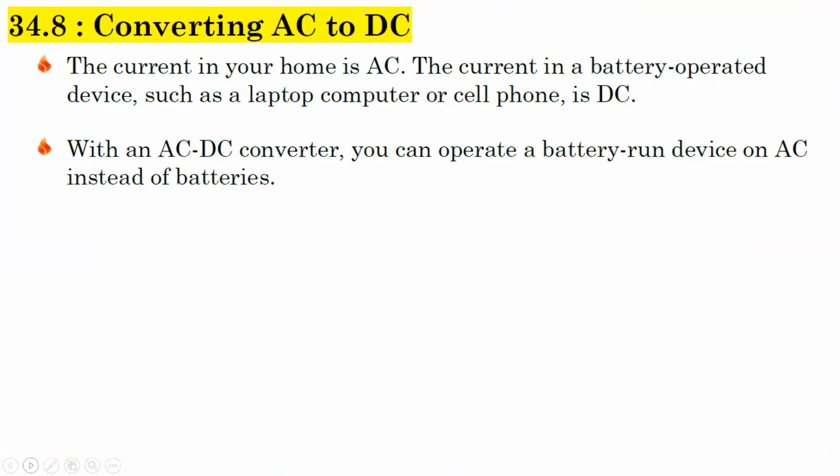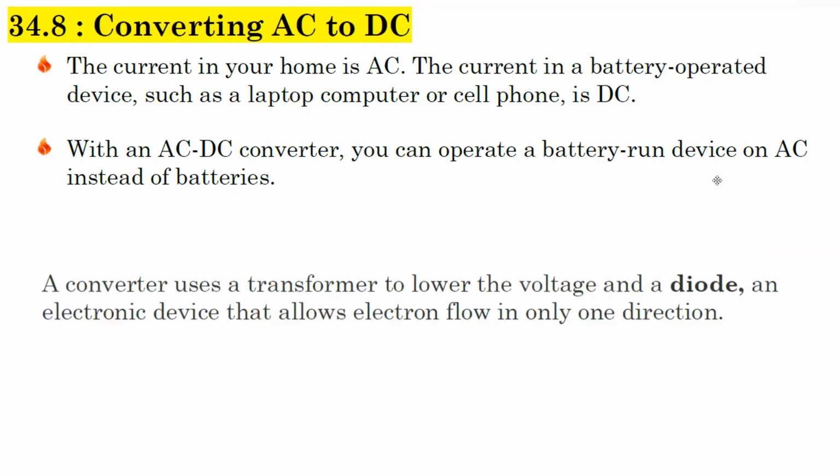Now, as we say, the current in your home is AC, and the current in a battery operated device, such as laptop, cell phone, is DC. So with an AC-DC converter, you can operate a battery run device on AC instead of batteries, as I told you. Is it clear when we use AC to DC converter? Yes, teacher. Okay.